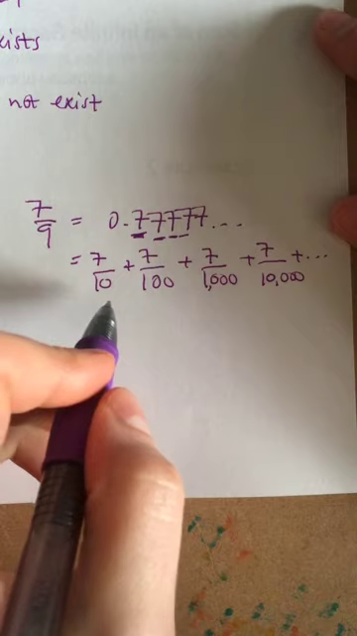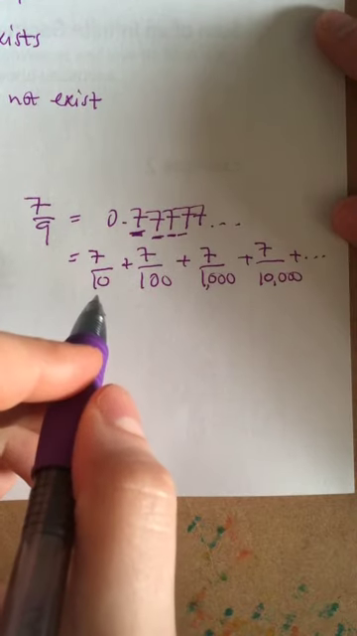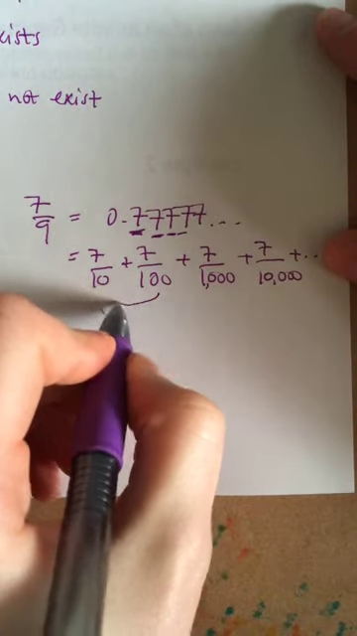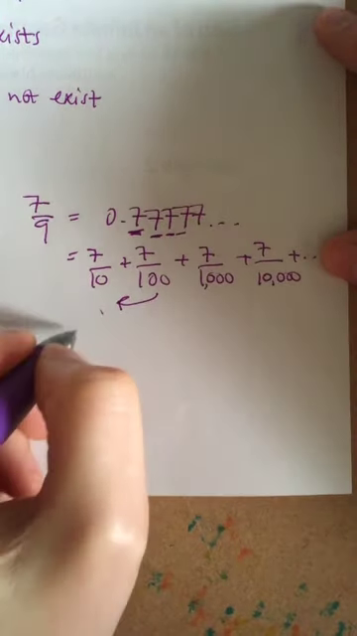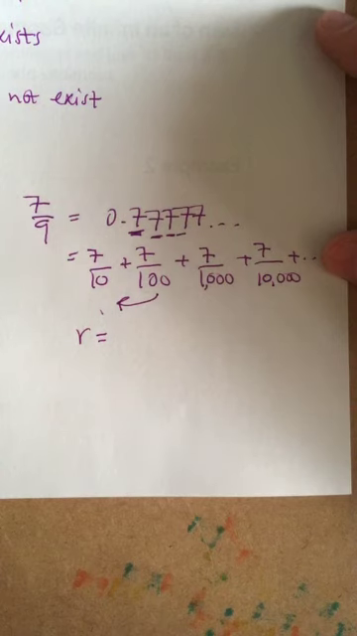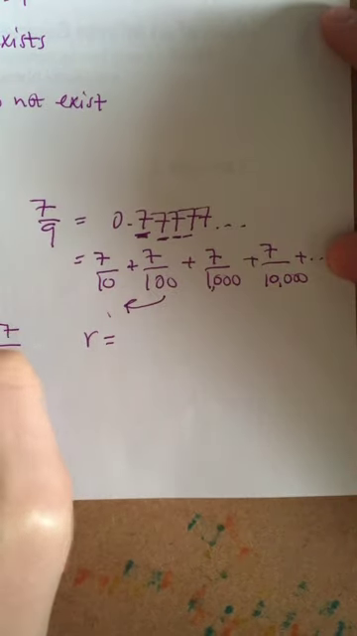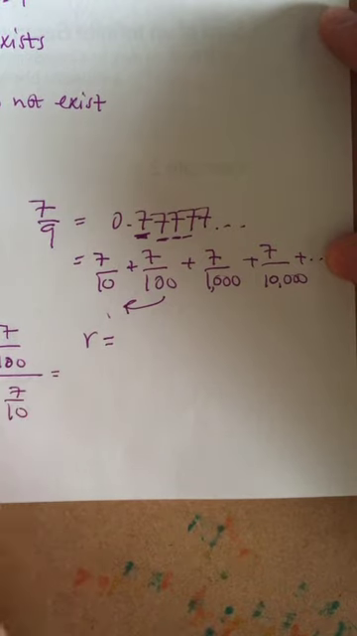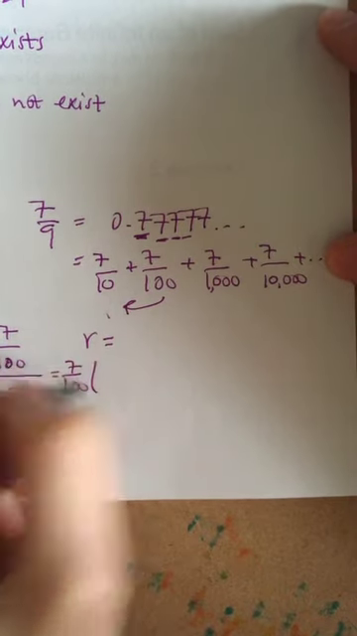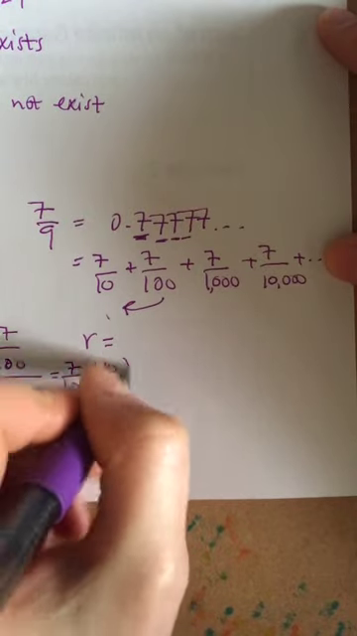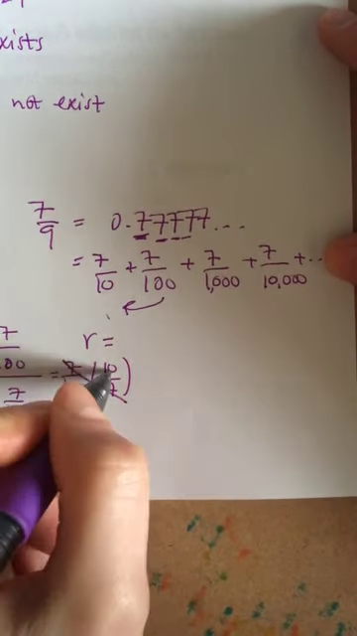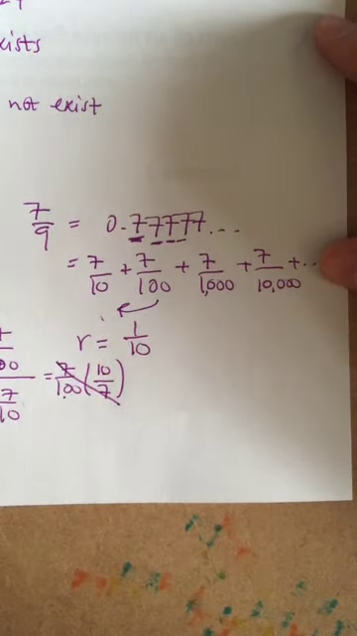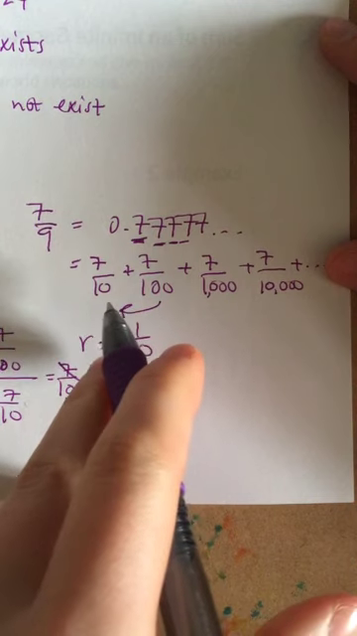So, is this a geometric or arithmetic series? Because it's adding, so it's series. Geometric, because if I take this term divided by that term, I'm going to get a common ratio. So let's see, if I have 7/100, I'm going to divide it by 7/10. I'm going to have 7/100 multiplied by the reciprocal, 10/7. 7s make 1s. 10 divided by 100 is 1/10. So my common ratio here is 1/10, and the first term is 7/10.